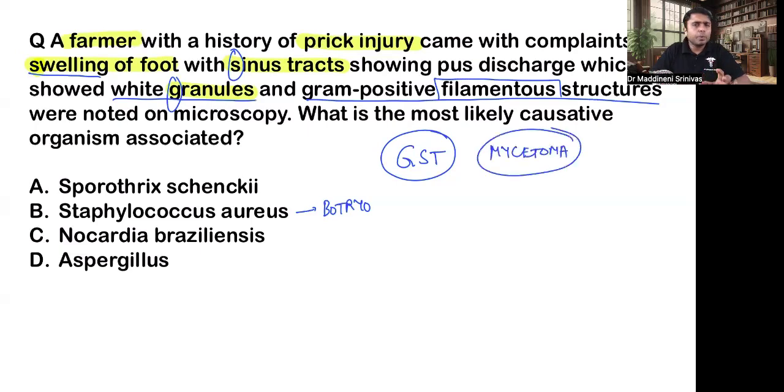And that too, I hope you all know that mycetoma is again of two types, eumycetoma and actinomycetoma. Eumycetoma is due to the fungi, where we are going to see dark granules. So in eumycetoma, dark granules will be seen, whereas in actinomycetoma, we are going to see pale or white granules. So probably the examiner is asking you about the actinomycetoma. And remember, Nocardia brasiliensis is one of the causative agents for actinomycetoma. So option C is the correct answer for this question.